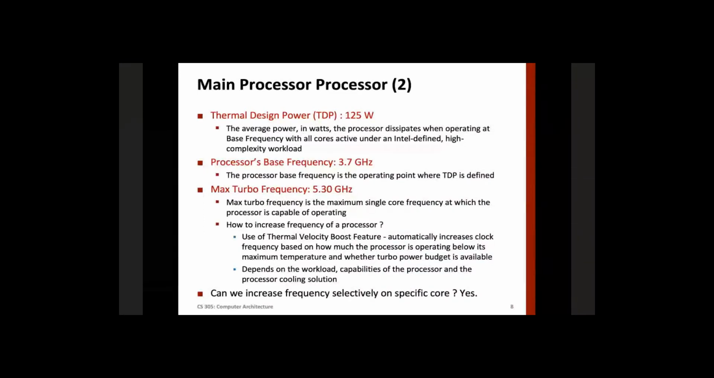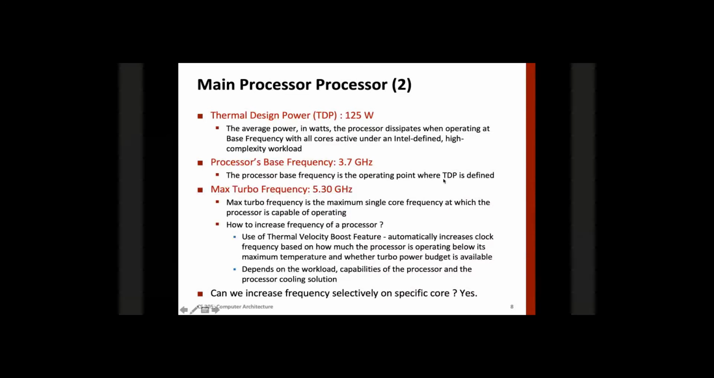It means a set of programs. Workload is nothing but a set of programs running on different processors. When it's running at the base frequency, defined as 3.7 gigahertz, the power it consumes is 125 watts. So this is kind of a base power, some kind of measurement they have set. Okay. So the base processor frequency is 3.7 gigahertz, but the maximum frequency it can go up to is 5.3 gigahertz.